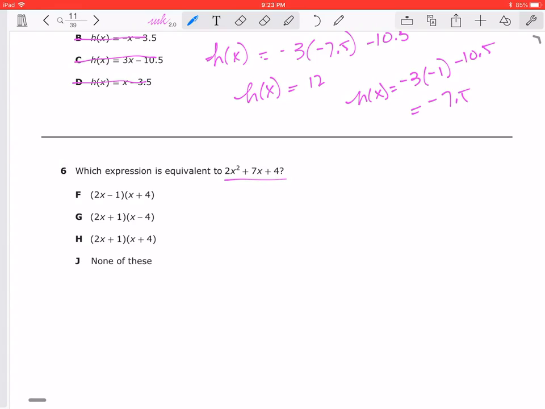All right, so on this question, we're going to talk about the expression that is equivalent to 2x squared plus 7x plus 4. So that means that we're looking for the factors of the given polynomial. I have four possible choices here. Right off the bat, I can eliminate two of them because I have plus 4 and plus 7x. So I can eliminate F and I can eliminate G because those have a positive and negative value.